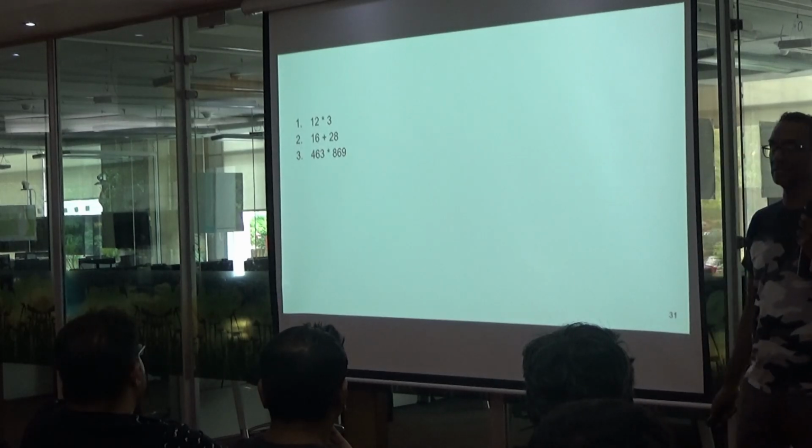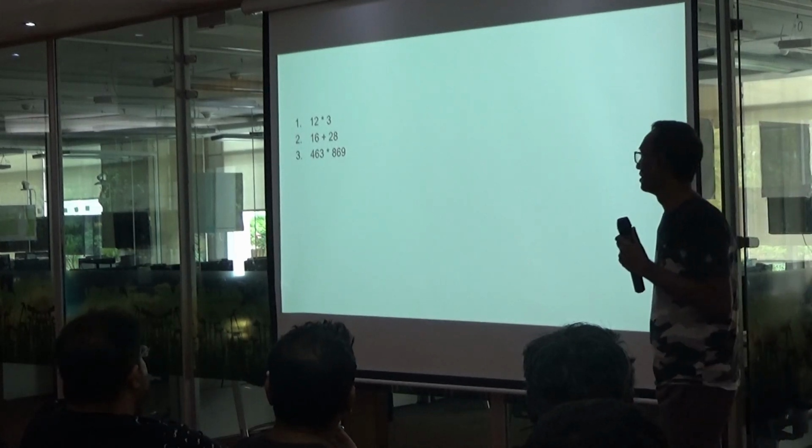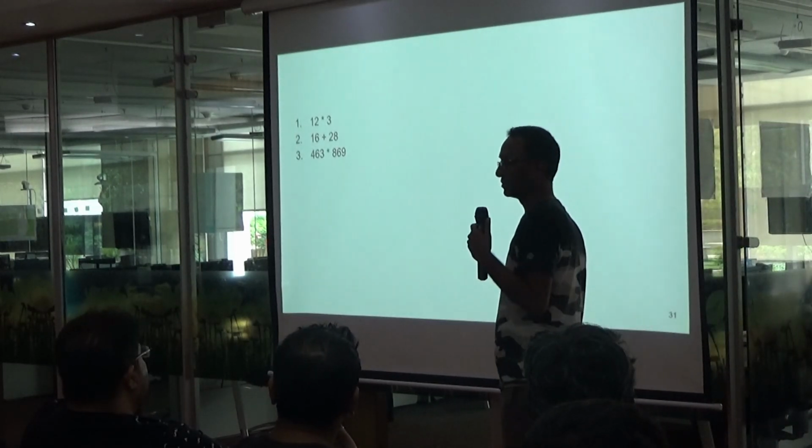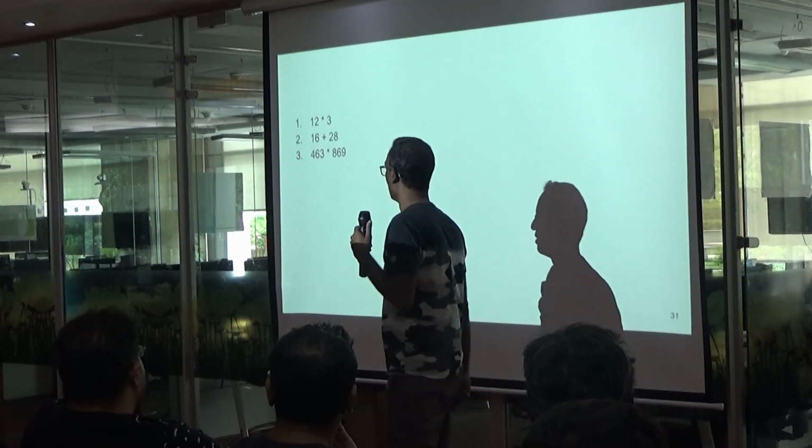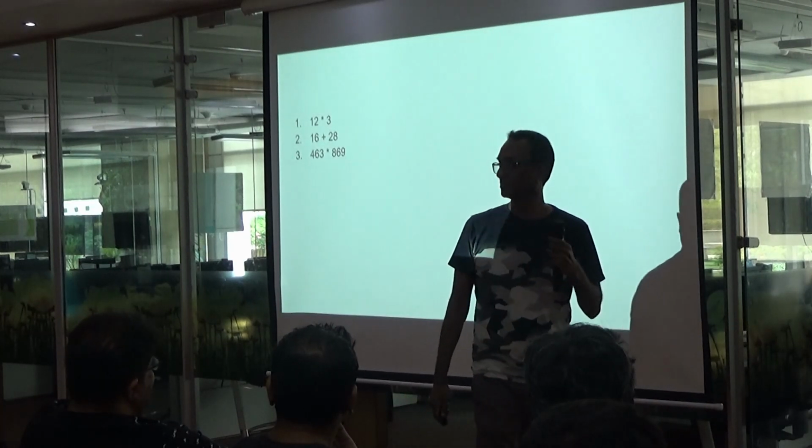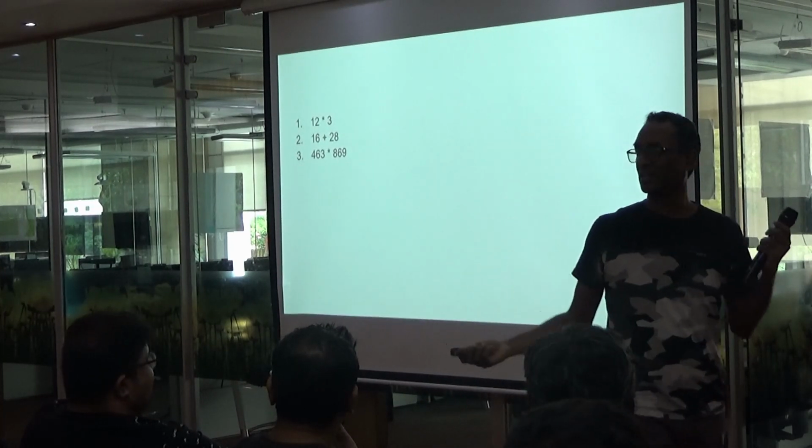What's 12 times 3? 36. What is 16 plus 28? What is 463 multiplied by 69? I thought you guys are smart.